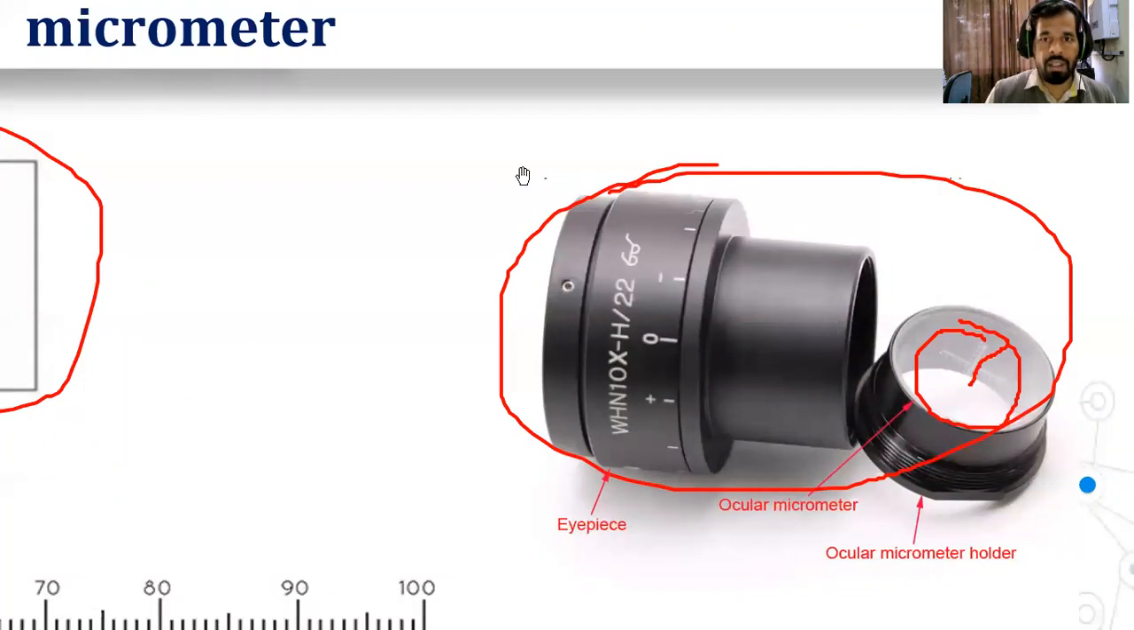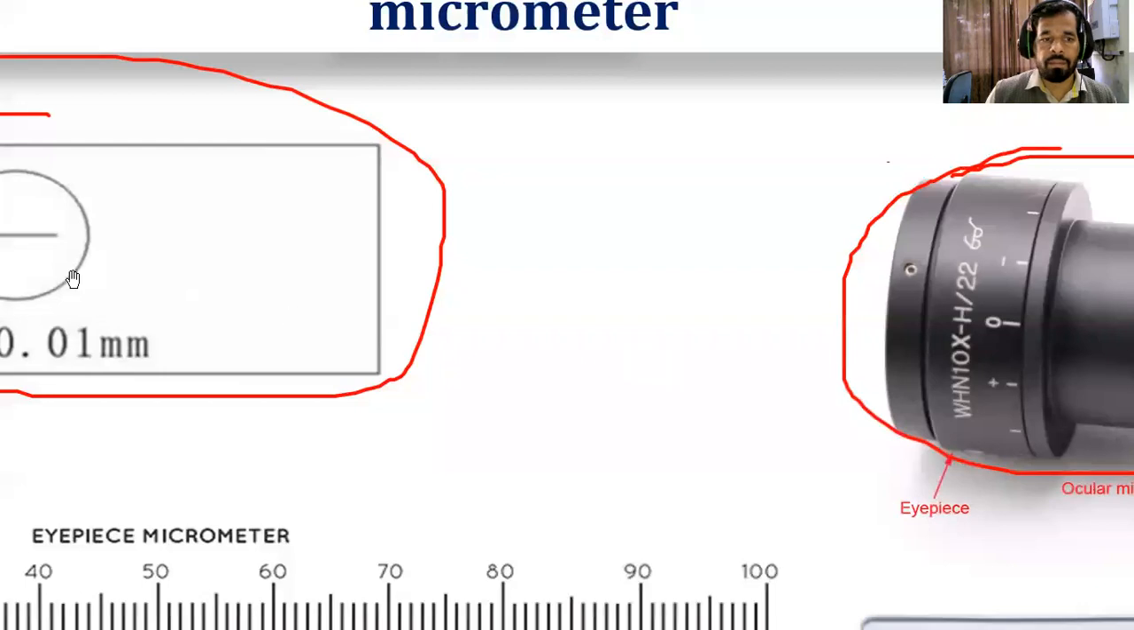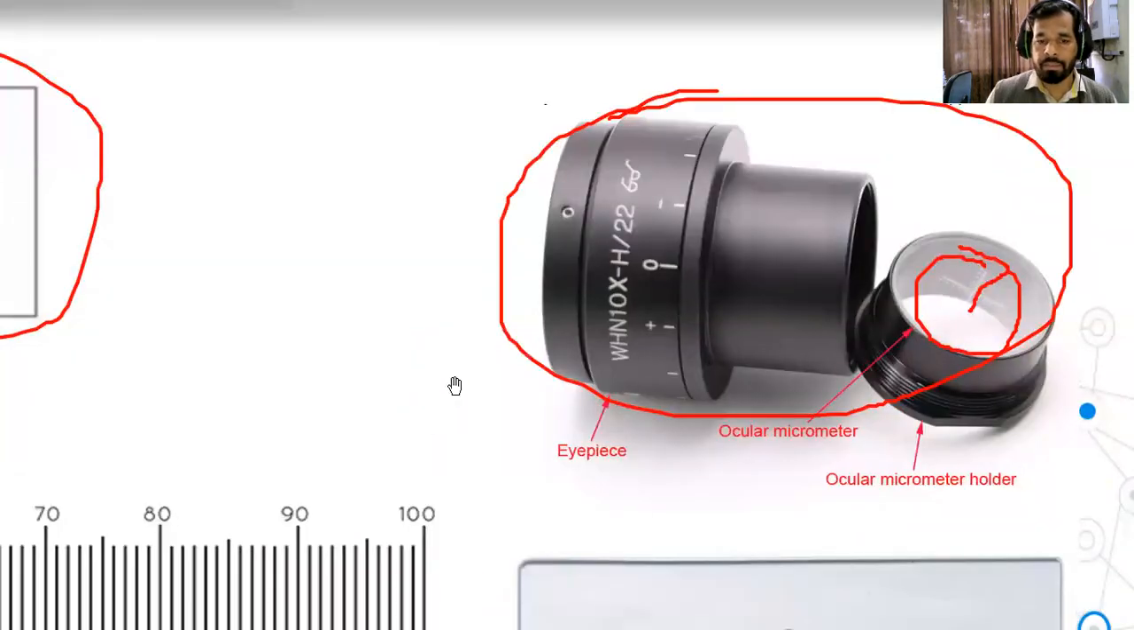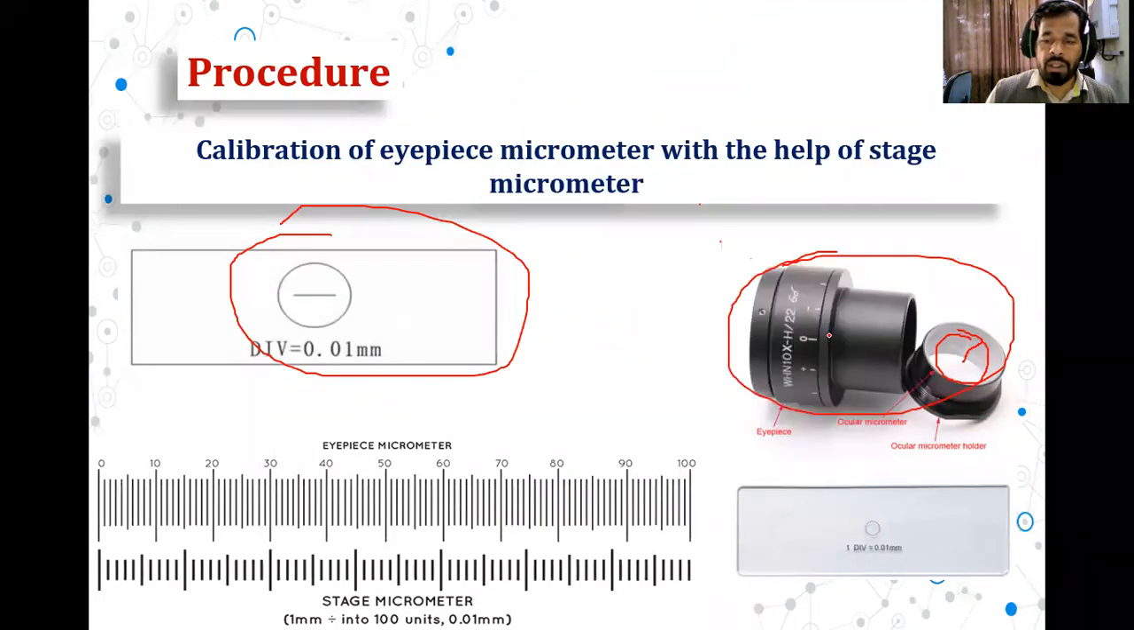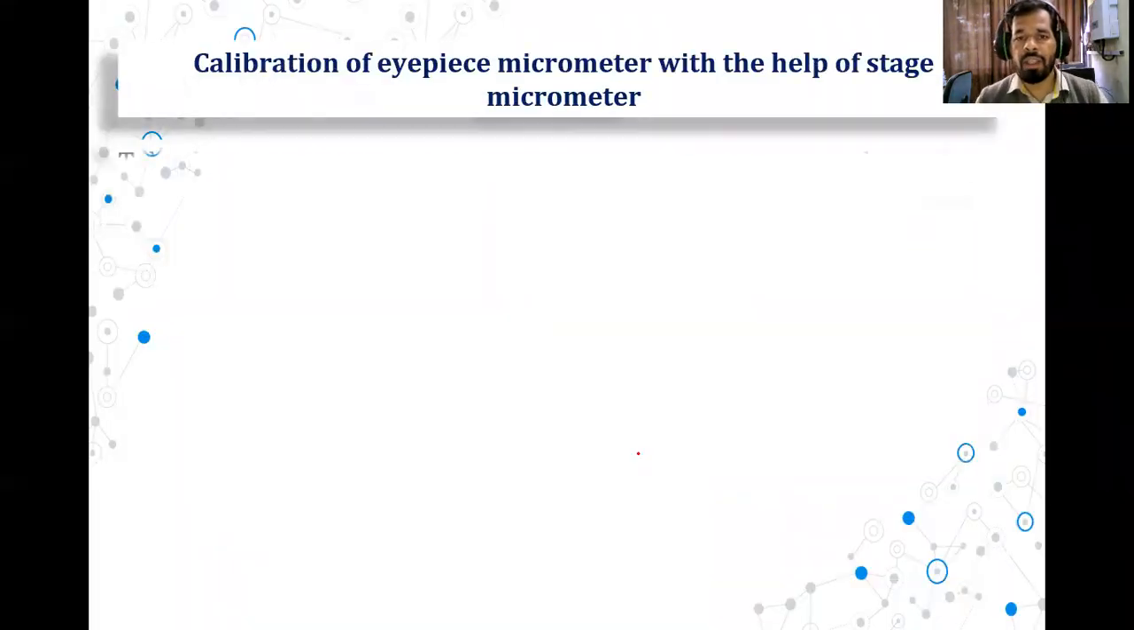So this is the scale. Both the eyepiece micrometer and stage micrometer have scales. The stage micrometer scale is shown here with these lines; a total of 100 divisions are there. Even in the eyepiece micrometer, 0 to 100 divisions are there. If you observe under the microscope, the scale will appear like this. Next step, how to calibrate the eyepiece micrometer with the help of the stage micrometer.